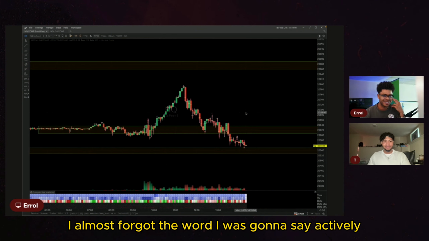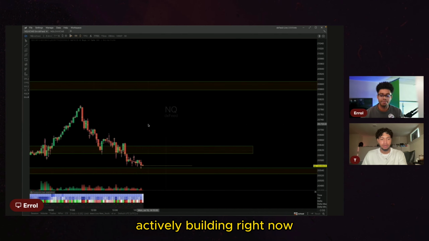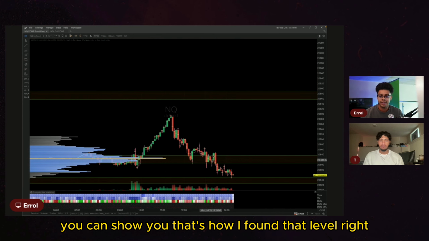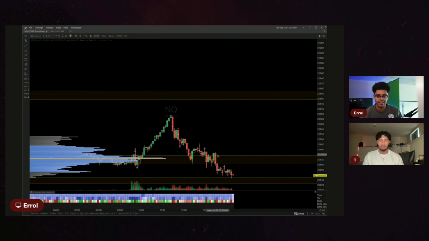I almost forgot the word I was going to say. Actively building right now. And then if this can populate, that's how I found that level. So I like to call these the initial balance. That's how I like to call them, like the developing day's balance.